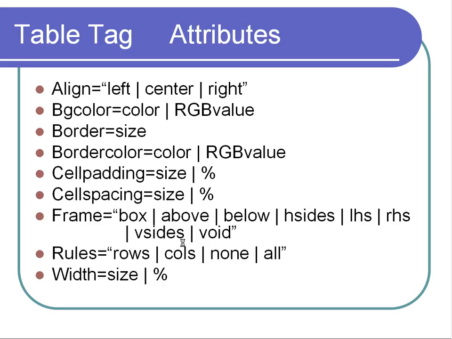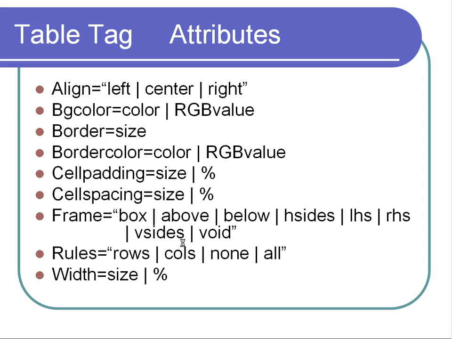A lot of attributes. You can align things left, right, or center. You can change the background color of any one of them: the whole table, a single cell, a whole row. You can make the border different colors. You can give the border different sizes. Cell padding and cell spacing are different because one has to do with the spacing between cells, and the other has to do with the padding, the space around data within a cell.